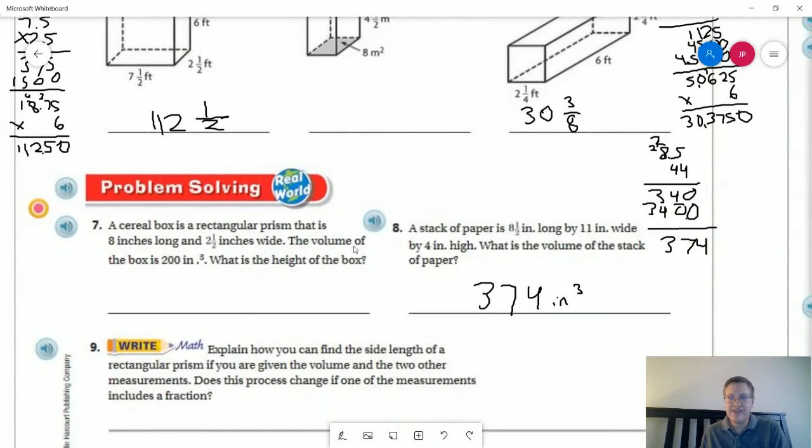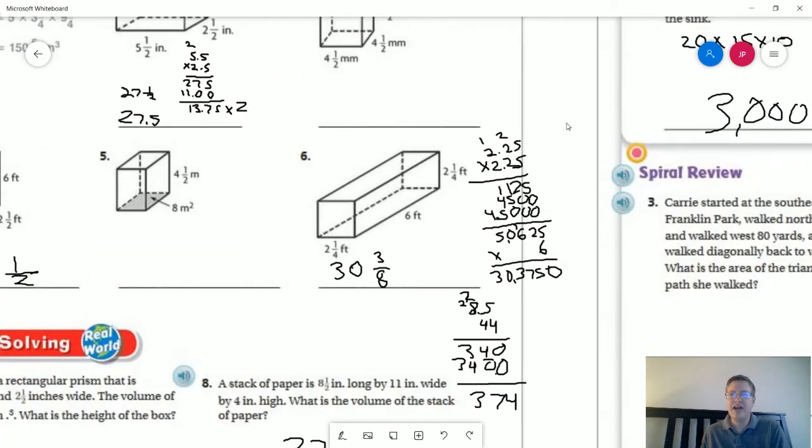Number 8. A stack of paper is 8.5 inches by 11 inches by 4 inches. So we can do 8.5 times 44. I consolidated both of these so that I only had to do one math problem, and this actually ends up being much easier. So we'd have 374 inches cubed.